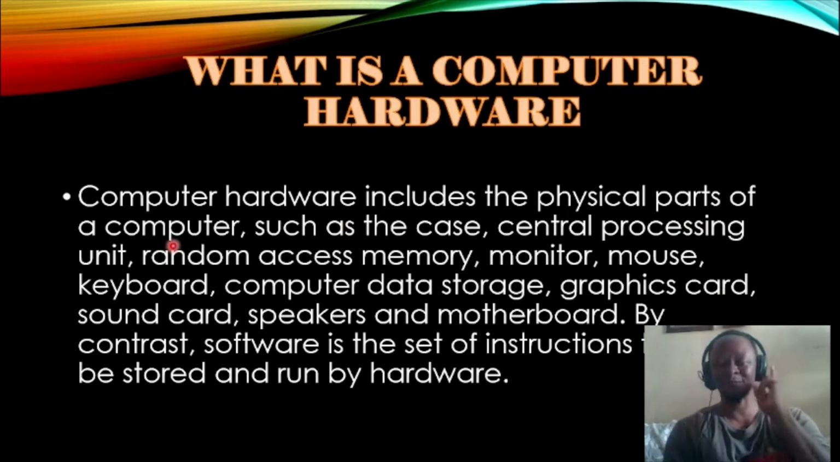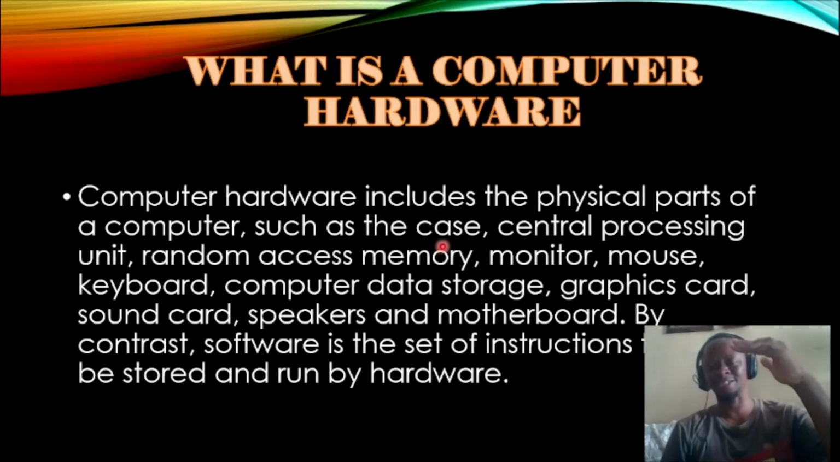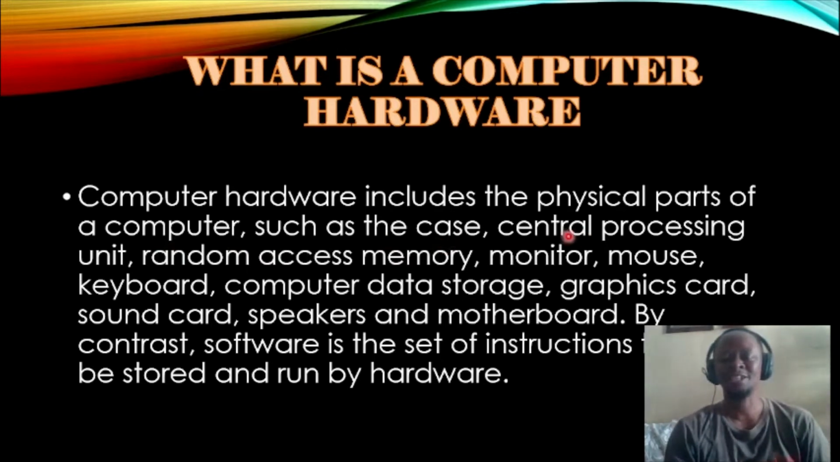It has physical parts, such as the case. The case is where you put in the motherboard and all that. Here you have the central processing unit, which you can call the CPU. Random access memory is the RAM, which stores information that goes all the way to the CPU. The monitor lets us see exactly what is on the screen. I use the mouse and the keyboard. You can use the mouse to move icons, and use the keyboard to type. There is also computer data storage and the graphics card.